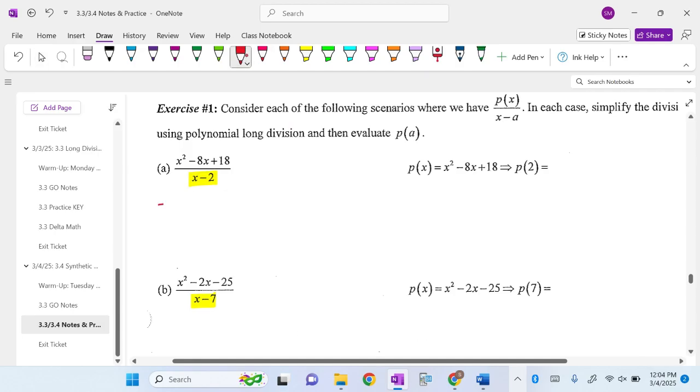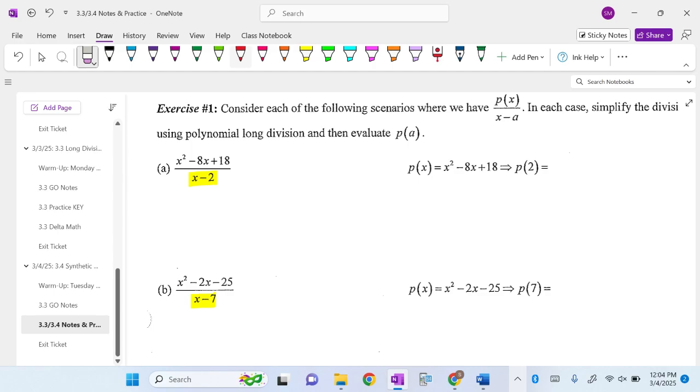So just to do it quickly, what am I going to put for my root up at the top for my box? 2. Then I have 1, minus 8, 18. And then I draw my box or my little chart. Drop the 1, multiply by 2, I get 2. Add it, I get negative 6. Multiply by 2, I get negative 12. Add it, I get 6.